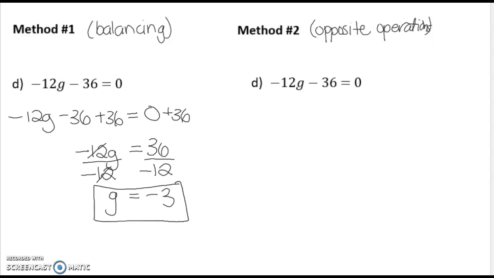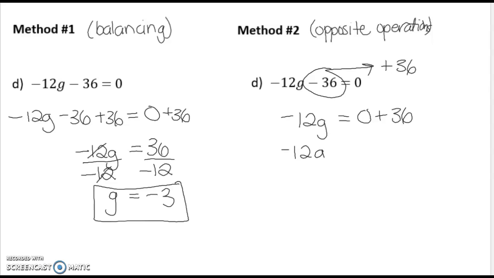Okay, let's do opposite operations. So over here, we want our G on one side, and we want the 36 on the other side. So this negative 36 turns to a positive 36. So on the left side, we're going to have negative 12. I don't want to forget that negative again. And then equals, over here, we have 0, and then plus 36. So negative 12G equals 0 plus 36 gives us 36.